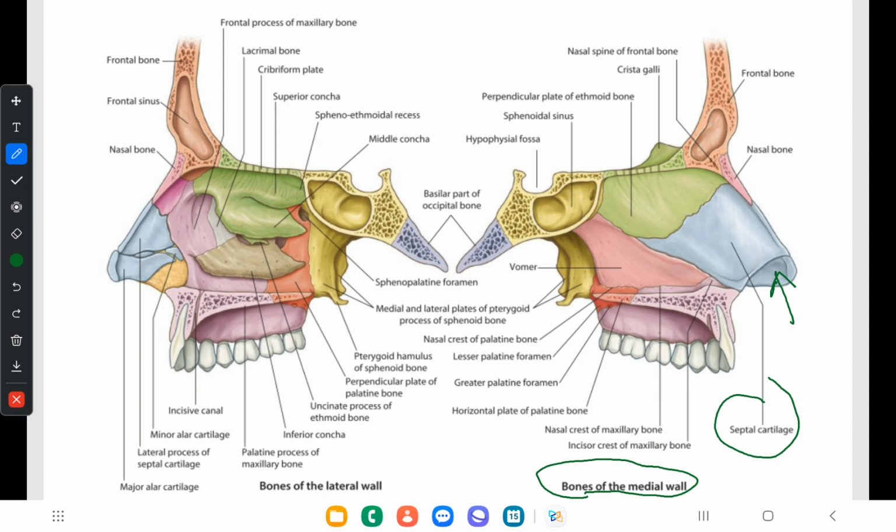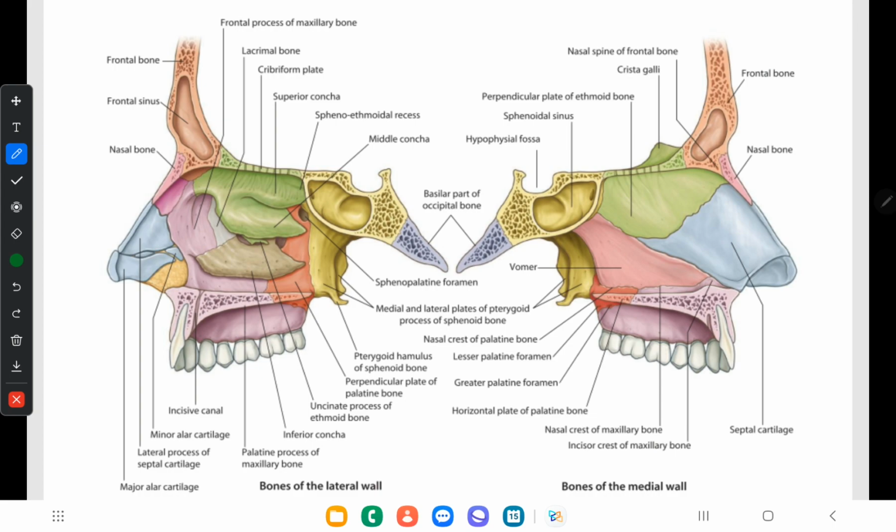It is limited above and behind by the limen nasi, that means a curved ridge where the skin of the vestibule continues with the nasal mucosa of the lateral wall. This part is the nasal mucosa. Then the vestibule is lined with skin, sweat and sebaceous glands, and there are coarse hairs, which are called vibrissae.